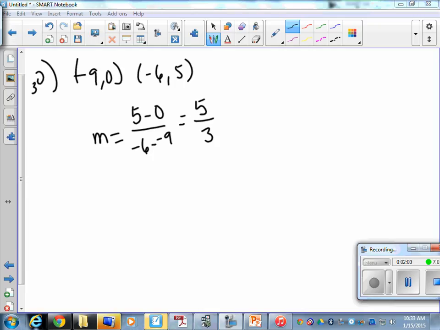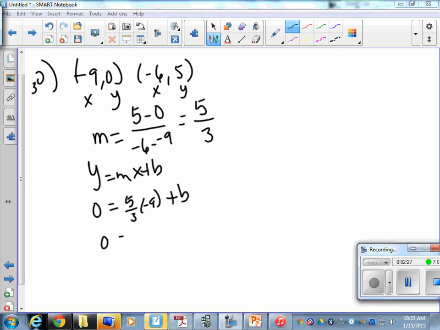But I'm going to go ahead and finish this and find my y-intercept. You can either use -9 for x and 0 for y, or you can use -6 for x and 5 for y, and you get the same answer for b. I'm going to use the (-9, 0). So y equals mx plus b is my equation. So I'm going to put 0 equals 5/3 times -9 plus b. So that's 0 equals 5/3 times -9, which is -15, plus b. Add 15 to both sides.